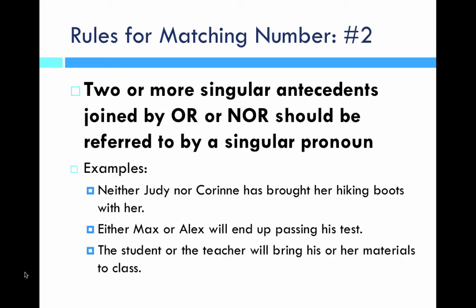The second rule for matching number is two or more singular antecedents joined by or or nor should be referred to by a singular pronoun. So neither Judy nor Corinne has brought her hiking boots with her. Even though there are two subjects, Judy and Corinne, we use nor between them, which means that it should be singular. So we use her instead of their. Either Max or Alex will end up passing his test. Again, we have two subjects, Max and Alex, but because we use or between them, we use the singular his instead of the plural their.